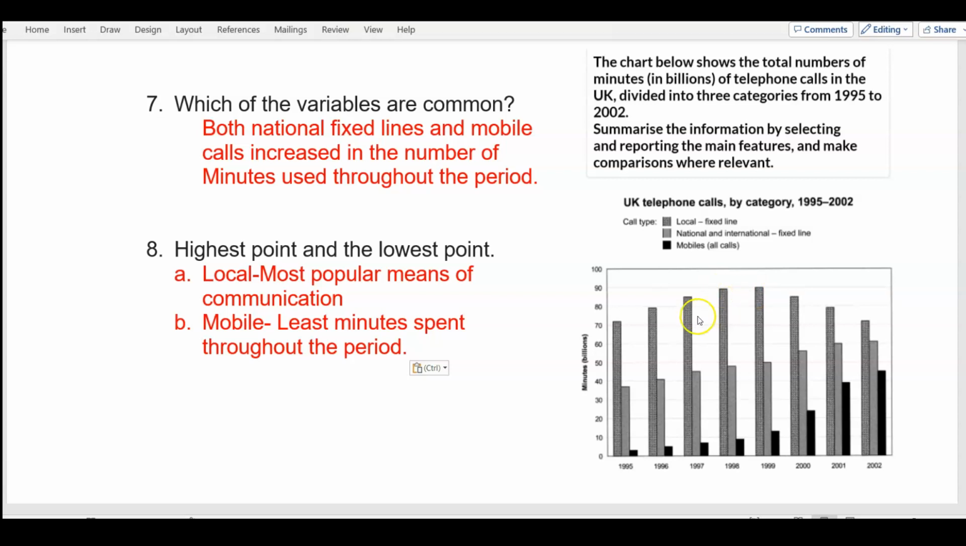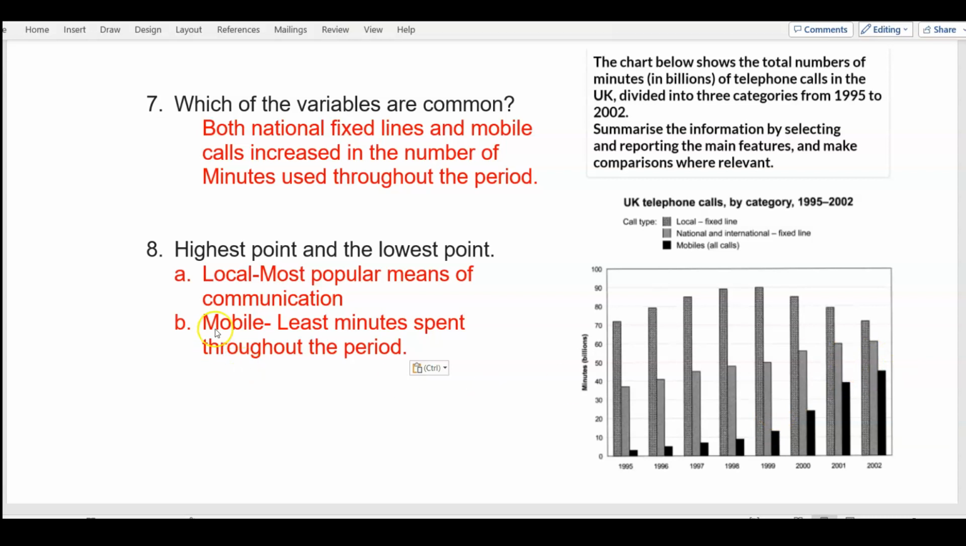All right, so in general, we can see that local first line was the most popular type of communication and the one that they spent most of their minutes on, followed by the national also, and then the least used was the mobile calls. A lot of people did not prefer to use the mobile calls, right? Though it increased in the number of minutes people were using later, it was still the lowest.